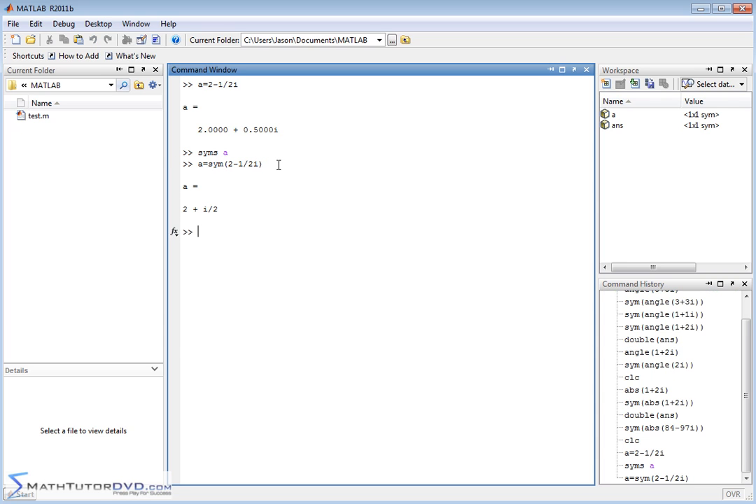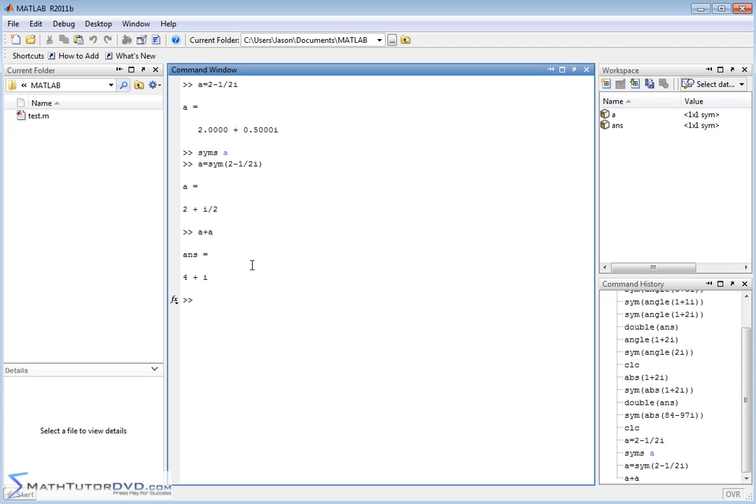Now whenever I hit enter, it doesn't respond with 2.00 plus 0.500i. It returns the exact value, 2 plus 1/2 i, or i over 2, because it's treating everything exactly. Notice a is still defined as a symbol. That means it's going to try to do all calculations exactly. So this isn't going to make too much difference for something like a plus a, because that's easy. You add the real part, you add the imaginary part, and you get this right here.